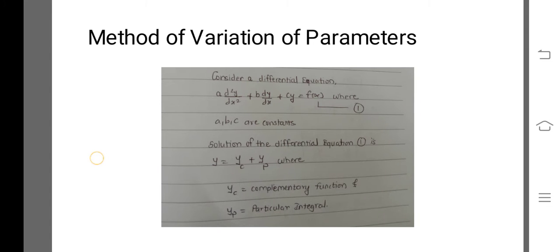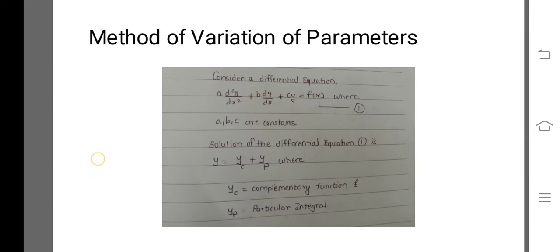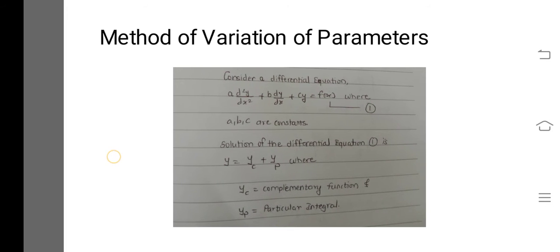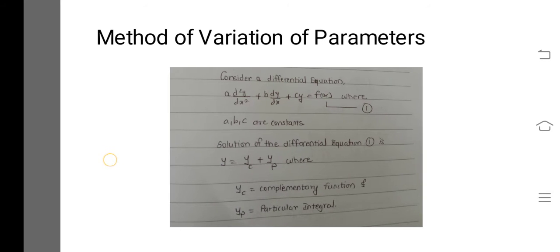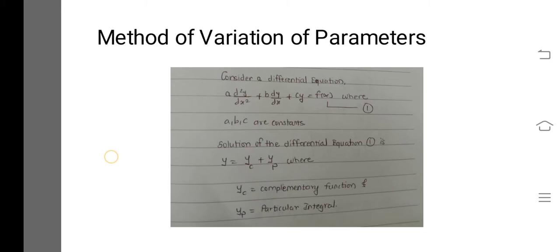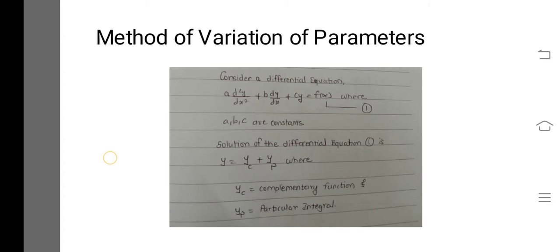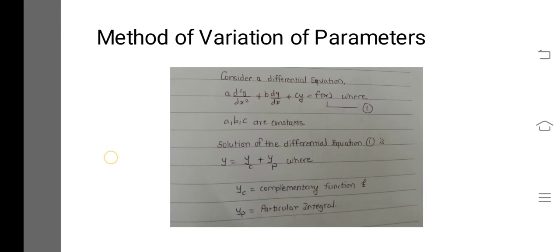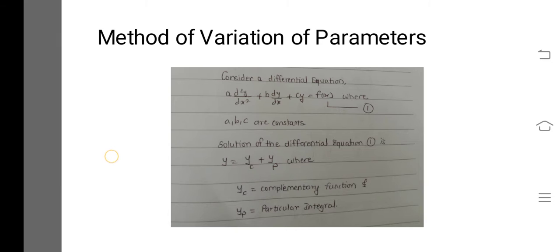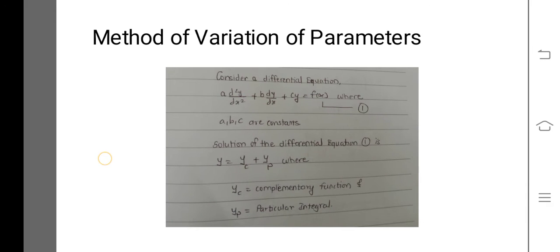The solution of this differential equation, which we call equation 1, is given by y equal to yc plus yp, where yc is the complementary function and yp is the particular integral. So as usual, the solution is y equal to yc plus yp.